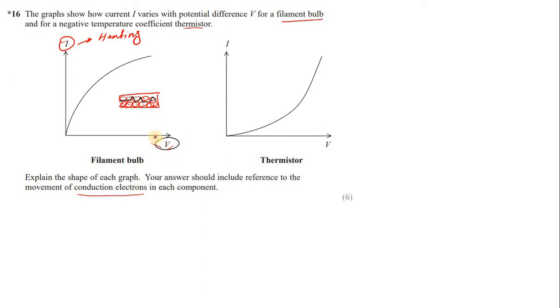So increasing voltage causes increasing current, the heating effect causes temperature to increase, and due to the high temperature, the oscillation is going to increase. These atoms will be oscillating with larger amplitude, due to which collisions are going to increase. So the movement of conduction electrons is going to be restricted. That's why resistance is increased, and this is the way that you can explain it for the filament lamp.